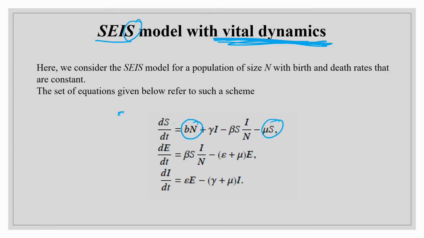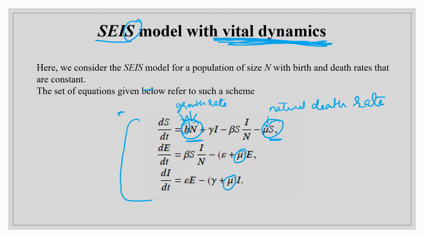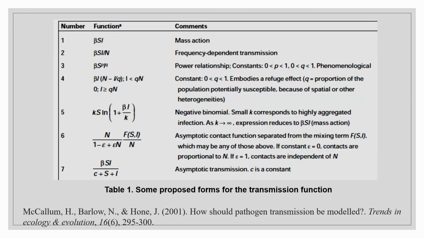So now you can see that my model becomes like this. Here this is a birth factor, right? B is the intrinsic growth rate, and this mu1 is the natural death rate. Every other thing I have already explained, but these were the two additional things for this model. So this is a type of SEIS modeling.